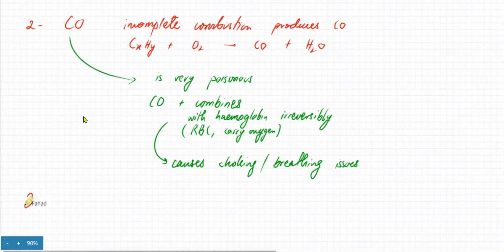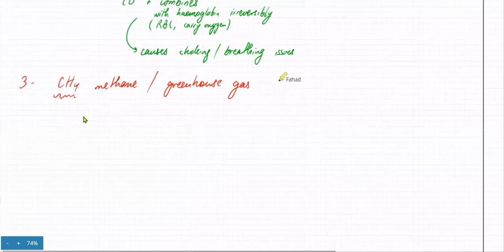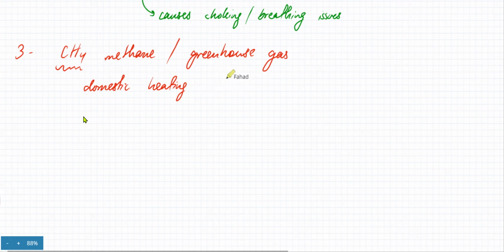Number three is methane, CH4. Methane is another greenhouse gas. Methane is frequently used in domestic heating and cooking. Most of the gas that you get in your houses, that your stove runs on, your heaters run on, is frequently used in domestic heating, for cooking, etc.